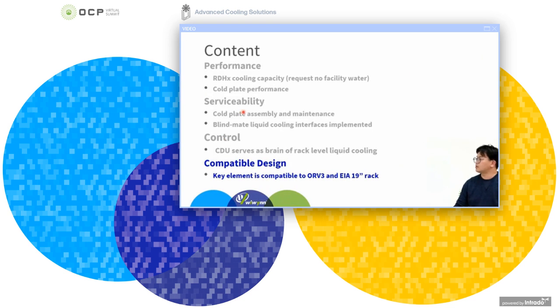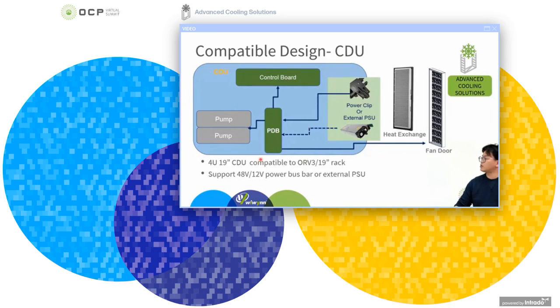The last one is compatible design. Because the CDU design will not only be implemented in an open rack, it can also be implemented in a 19-inch rack. So for the CDU dimension design, we will design a 4U 19-inch CDU and design an extra kit to fit the open rack. And for power, we will design to support 48 volts and 12 volts with a power bus bar, and design the possibility to use an external PSU to support the 19-inch rack.